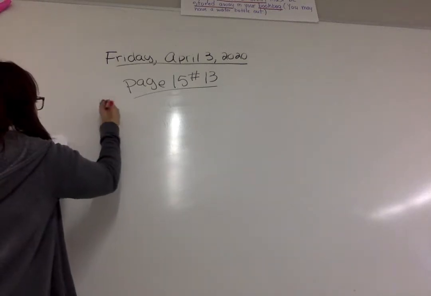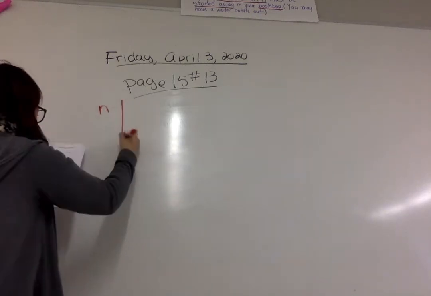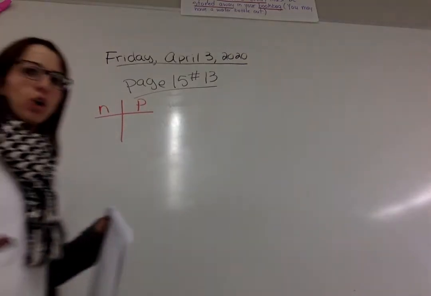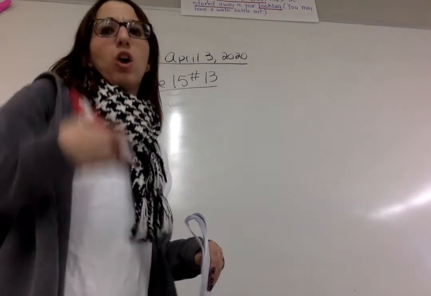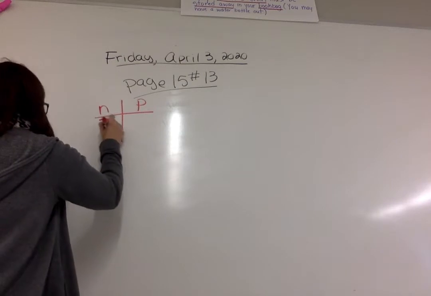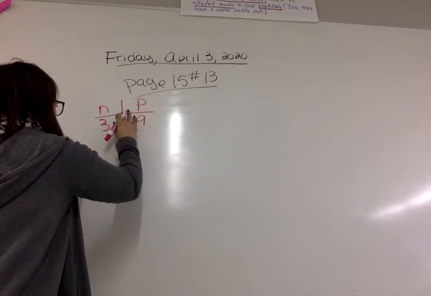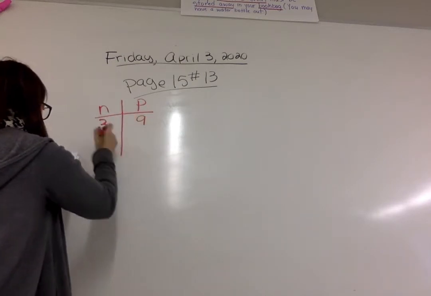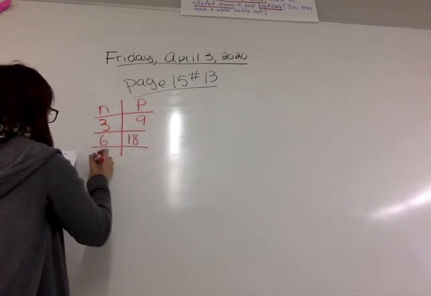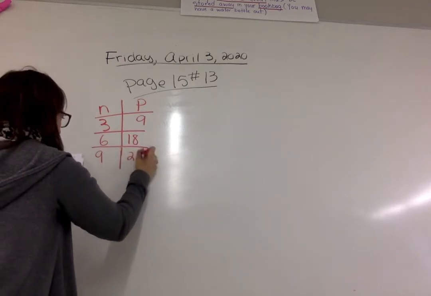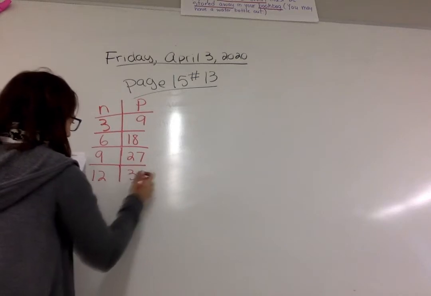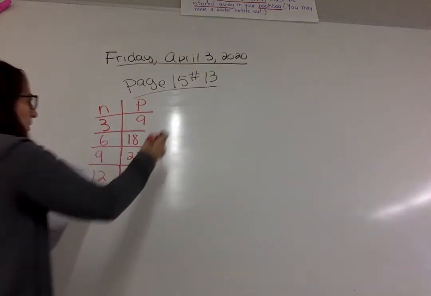So I'm just going to say N is pies, and P represents the profit. Profit is money earned. When you make a profit, it's money that you earn based on whatever you sell. So 3 pies, I make $9. 6 pies, I make $18. 9 pies, I make $27. And 12 pies, I make $36.